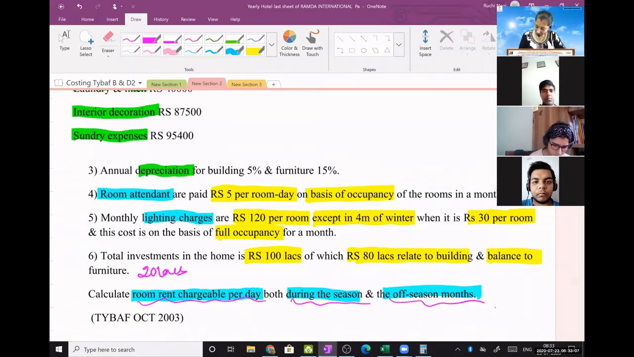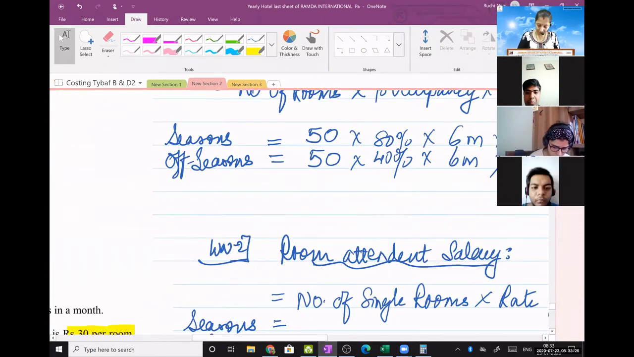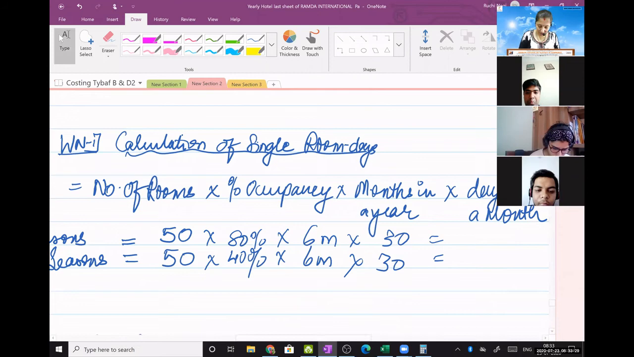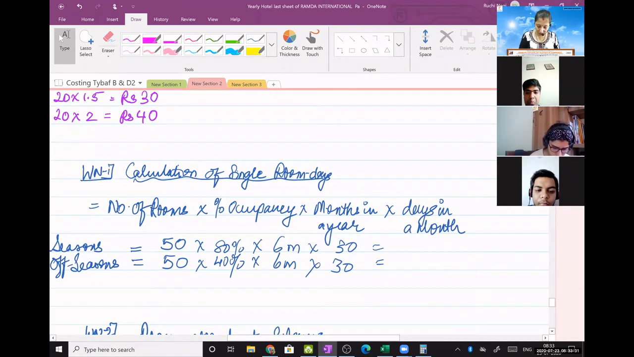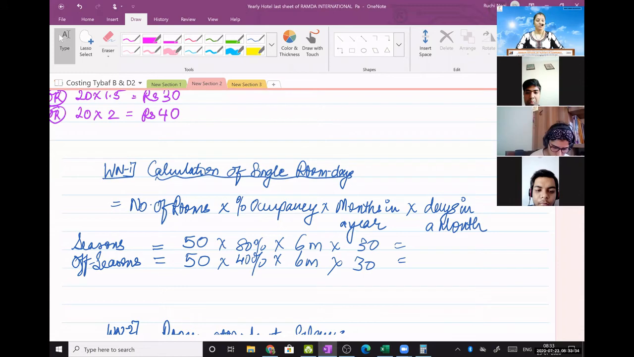Start giving your attendance in the chat box. We have only 7 minutes, so we will do the working note part and keep it ready. So start. Calculation of single room days: number of rooms in the hotel into percentage occupancy into months in a year into days in a month.